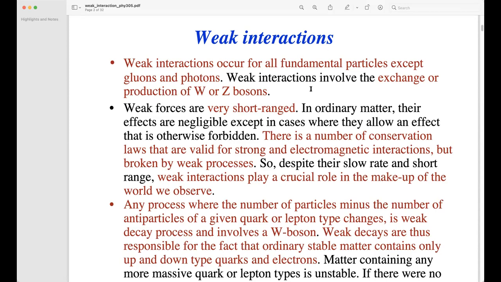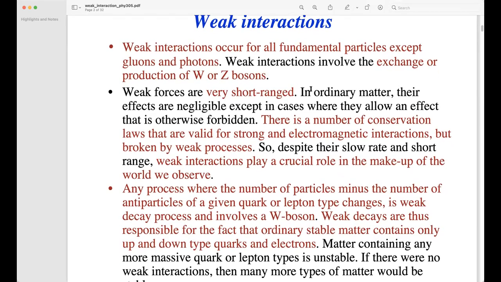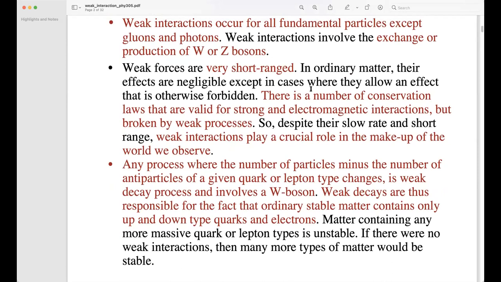So despite this slow rate and the short range, these weak interactions play a very important role in the makeup of the world that we observe. You will see as we go through this unit how important they are. Any process where the number of particles minus the number of antiparticles of a given quark or lepton type changes is a weak decay process.